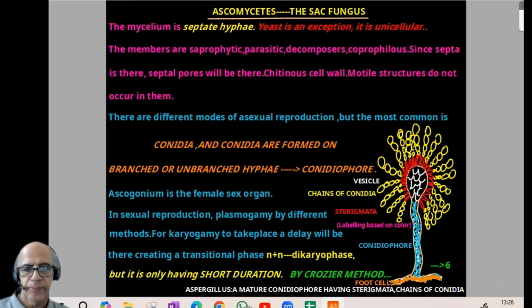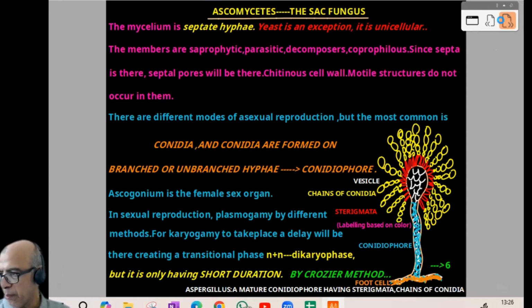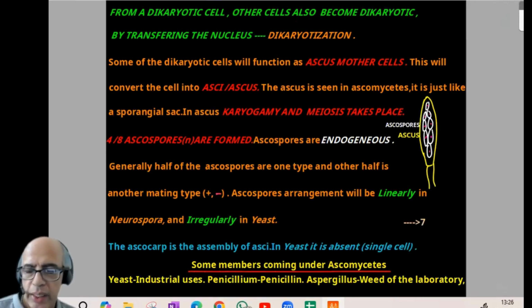Crozier means a hook-like structure. Now, as we proceed to the next page, some of the dikaryotic cells will function as ascus mother cells, and this will convert the cell into ascus. Ascus is seen in Ascomycete. It is just like a sporangium, hence sac fungus. In the ascus, karyogamy and meiosis take place. 4 or 8 ascospores, you can find the diagram here. 4 or 8 haploid ascospores are formed. Ascospores are endogenous. Generally, half of the ascospores are one type and the other half is another mating type, plus and minus. The arrangement of ascospores will be linear in Neurospora and irregular in yeast.